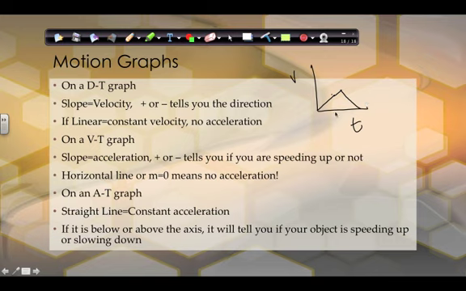Now here, since I can see a linear line right here, my slope is constant. So since my slope is equal to my acceleration here, I could say that my acceleration is constant from here to here. Now a horizontal line, if it looked like this, would mean that my velocity is not changing at all. So if my velocity is not changing at all, that means I have no acceleration.